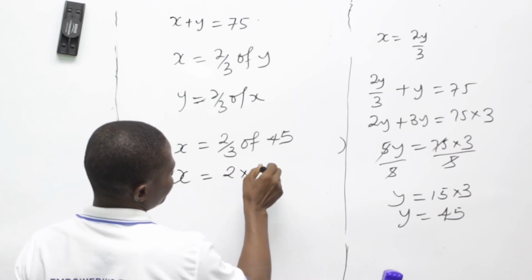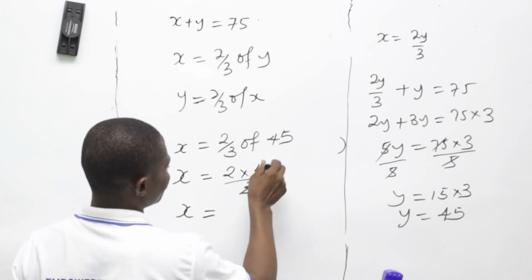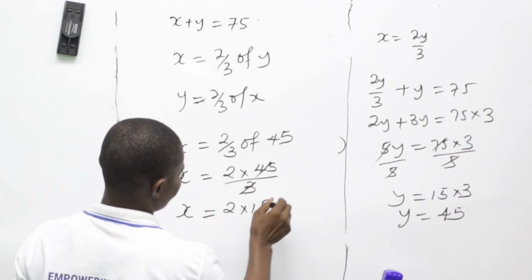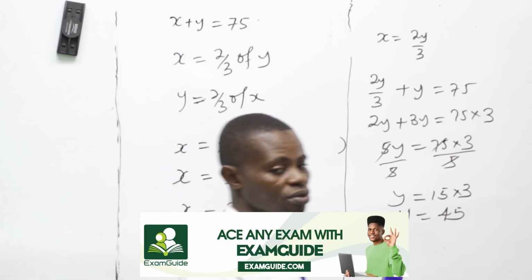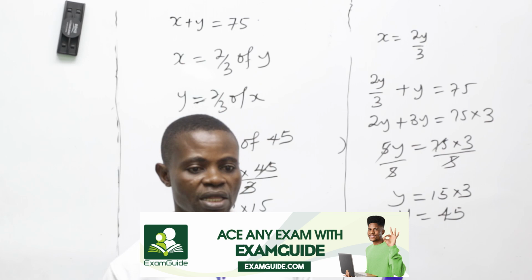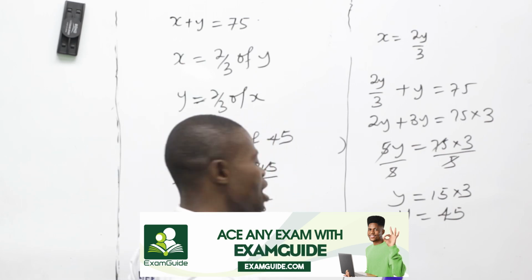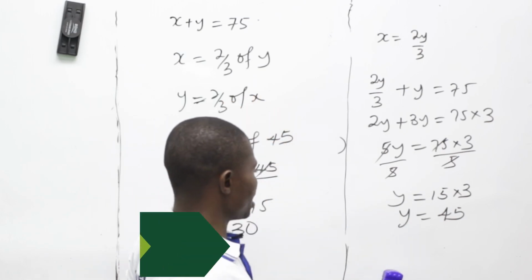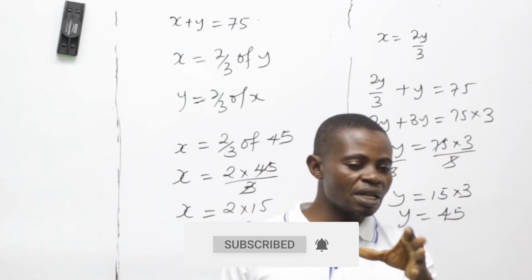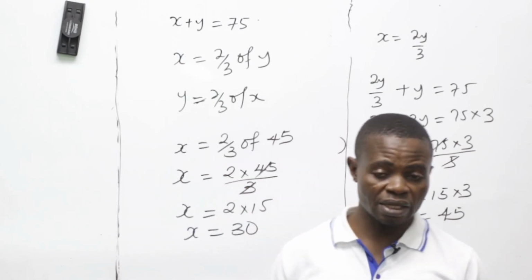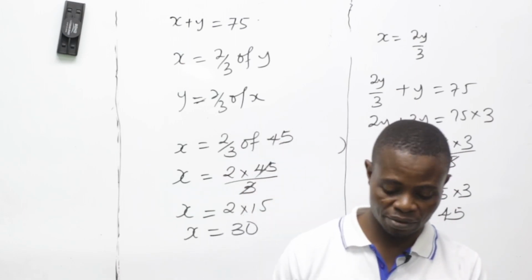So x will now be what? 2 times 45 all over 3. x will now be 2 times 15. So x equals what? 30. Now dividing these two numbers into 2 equal parts will give us 75. So x plus y, that is 30 plus 45, equals what? 75. So that settles the question, and that becomes the final solution to this particular question.